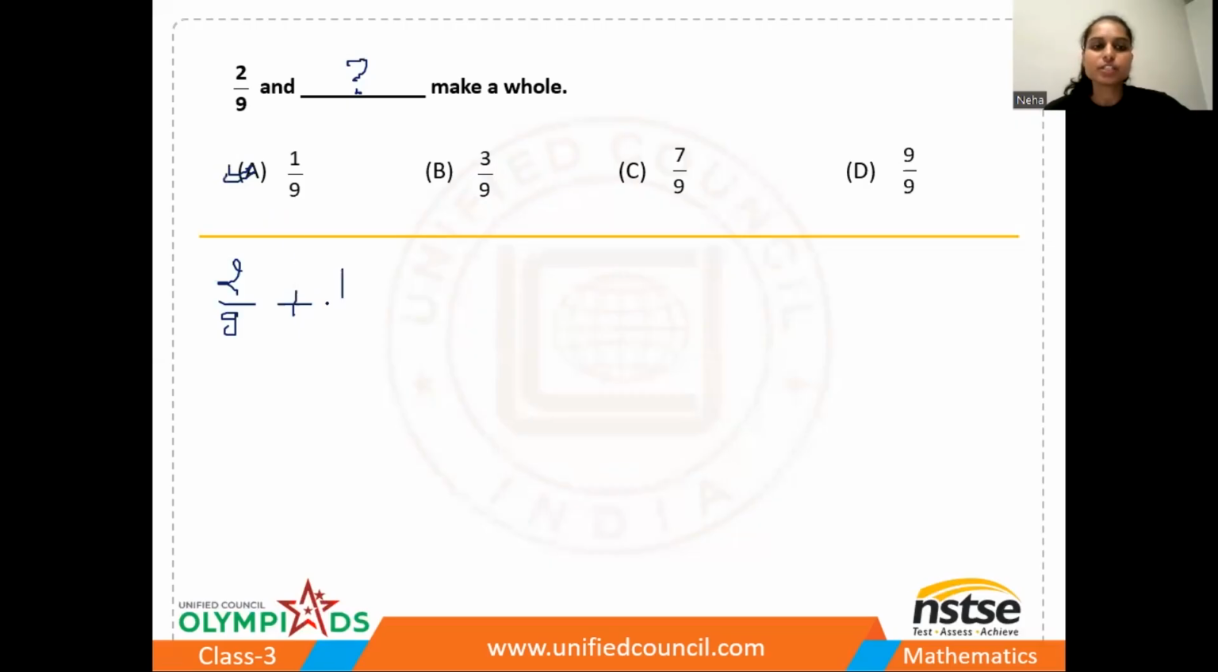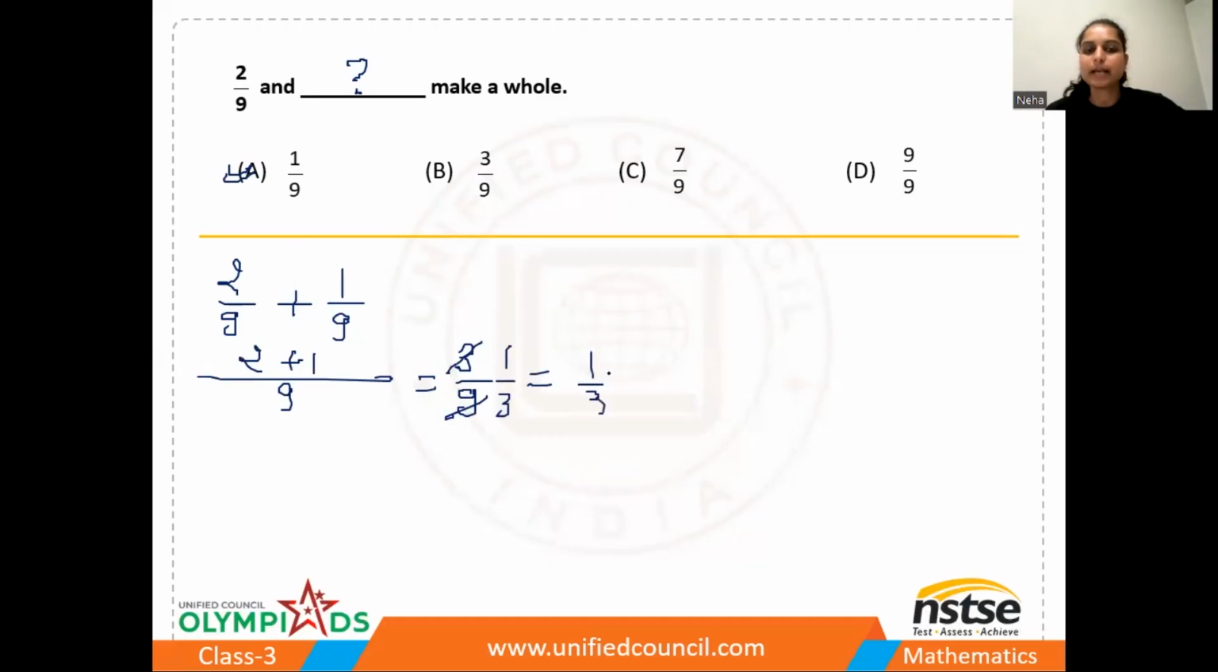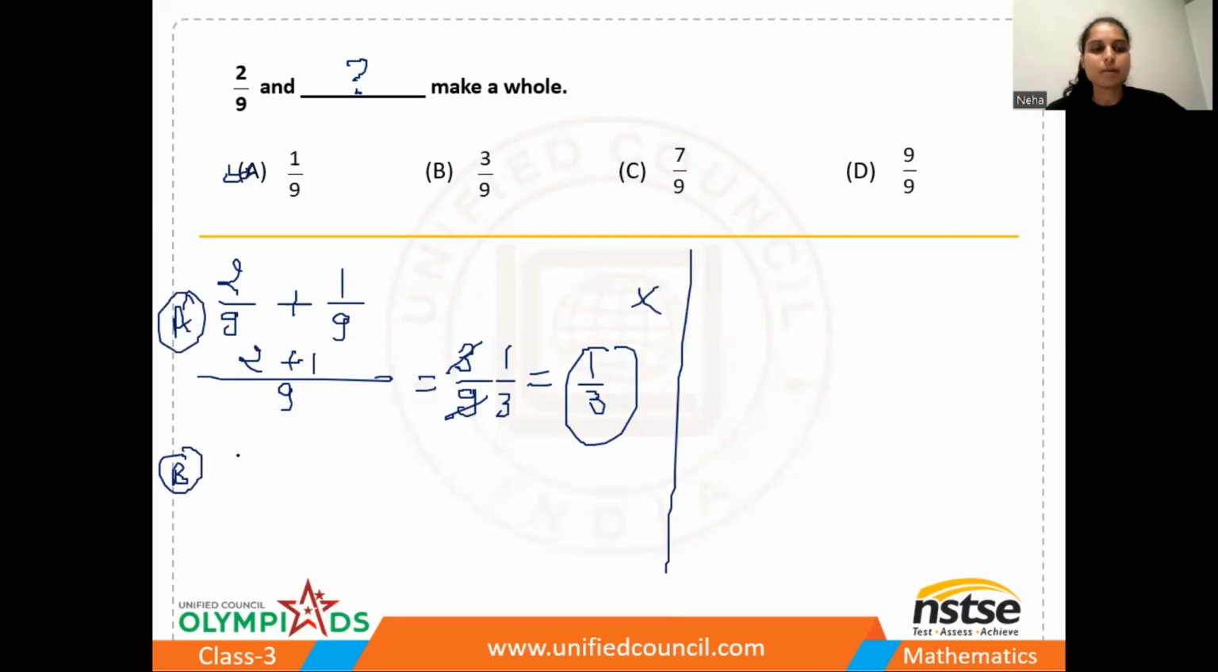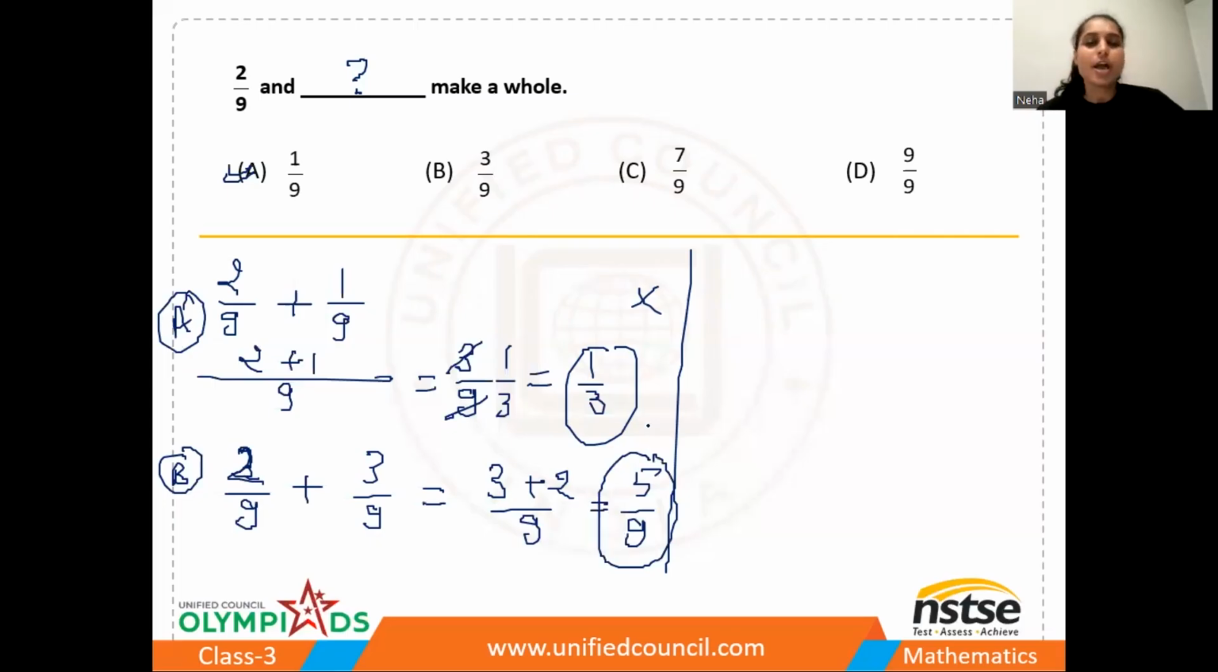option A I'm taking. So this is 1 by 9. Here the LCM is 9, it is 2 plus 1, so 2 plus 1 is 3, 3 by 9. If I simplify it, 3 one times 3, so this is 1 by 3. The 1 by 3 is not a whole number, so this is not a correct choice. This is your option A. Now let me go with option B. So option B is 3 by 9, so it becomes 3 plus 2 by 9. 3 plus 2 is 5, and this is 5 by 9. Again, 5 by 9 is not a whole number, so this is not a correct choice.